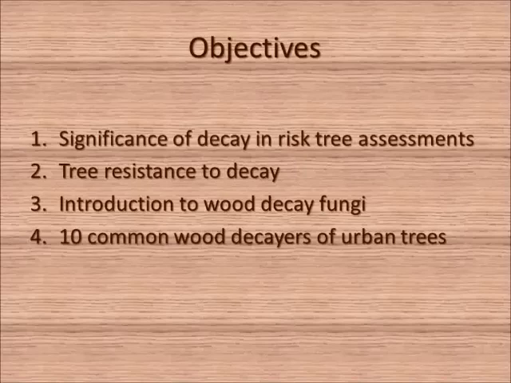Kate mentioned that the reason she was interested in presenting this topic to the group is because decay can be an issue in risk tree assessments, and what is the significance of when you see a fruiting body? What does that mean to the tree and how hazardous it might be? Then I'd like to cover briefly tree resistance to decay, or how trees combat decay fungi, and then follow that with an introduction to wood decay fungi and cover the 10 most common wood decayers that I see in urban trees in our area.